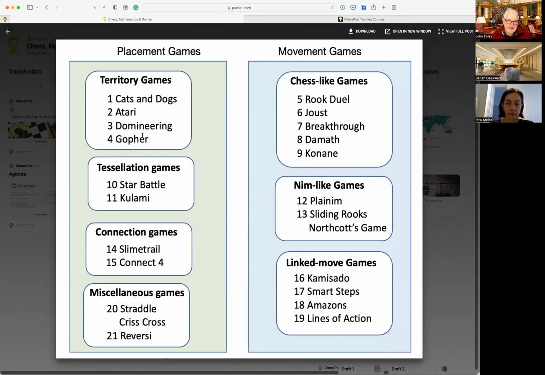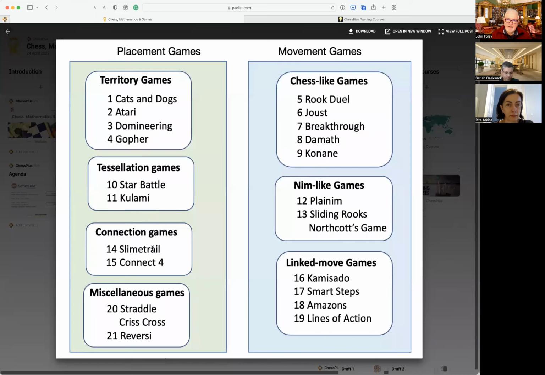I'll just mention some of these are just names for you, but in terms of categories, some games are about how much territory on the board can you cover. Others are somewhat different. We divide up the board into different sections, and then you have to try and maximize the number of sections that you control. When you divide up a board into sections, that's called tessellation. So we'll call those tessellation games.